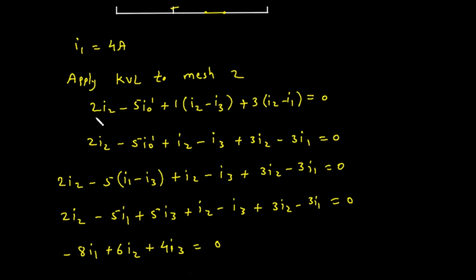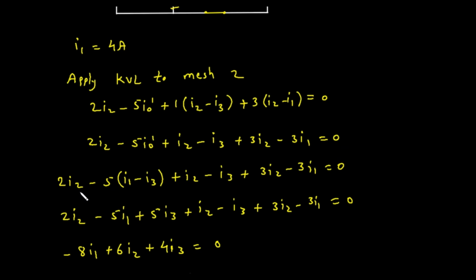So, our equation is 2 times I sub 2 minus 5 times I sub O prime plus 1 times I sub 2 minus I sub 3 plus 3 times I sub 2 minus I sub 1 equals 0. Let's expand this. 2 I sub 2 minus 5 I sub O prime plus I sub 2 minus I sub 3 plus 3 I sub 2 minus 3 I sub 1 equals 0.